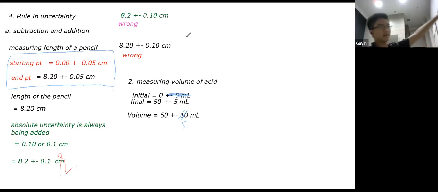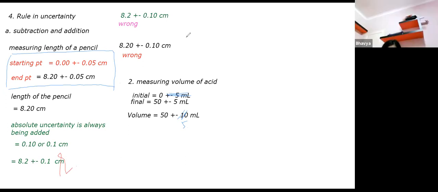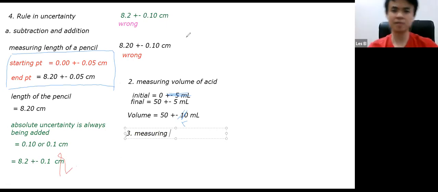Okay. Any questions so far until here? No. Okay, so let's say for instance, can you repeat why 8.20 plus minus 0.10 centimeter is wrong? Which one? The pencil one or the volume of the acid? The pencil one.